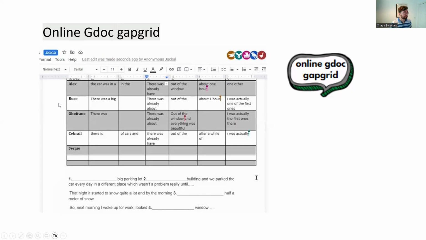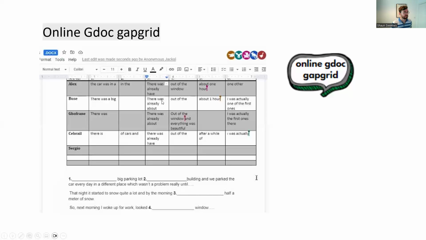So let's have a look at these people here. What problems have they got? Number 1, the car was in and there was a big, this is right at the beginning of the story. So that's wildly different between the first 2 students. I guess that they're just tuning into the audio. Let's choose something a little bit later. What about number 3?